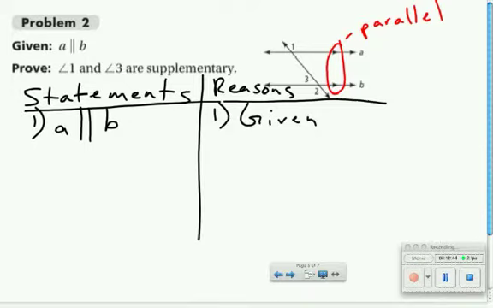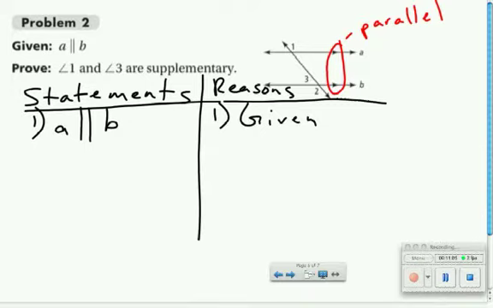So I'm given that two lines are parallel, and I'm being asked to prove that two angles are supplementary. Somehow I've got to bring these angles into the proof so that I can move and shape them into eventually saying that angle 1 and angle 3 are supplementary. Any thoughts on how we're going to do that? We need to bring these angles into the proof. What can I say about these angles, Mariah?